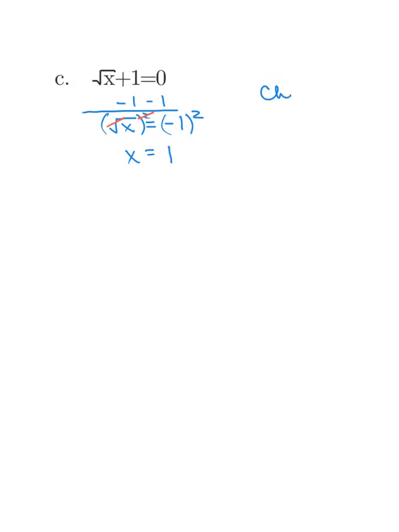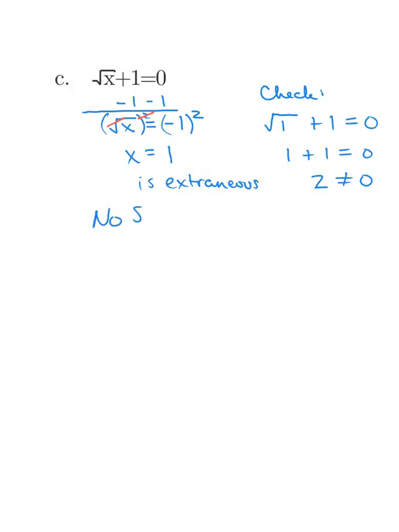All right, let's go ahead and check it. If we plug this in, we get the square root of 1 plus 1. I want to know, is that equal to 0? And the answer is no. Square root of 1 is 1, and 1 plus 1 is 2, which is not equal to 0. So x equals 1 is extraneous. We actually have no solution.